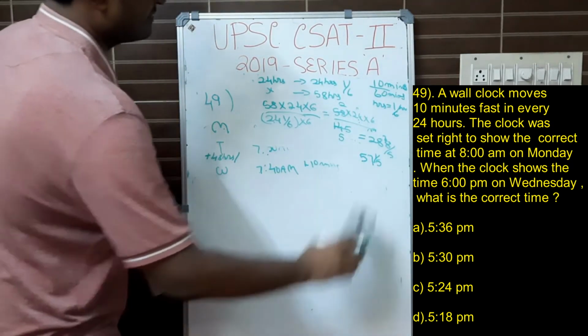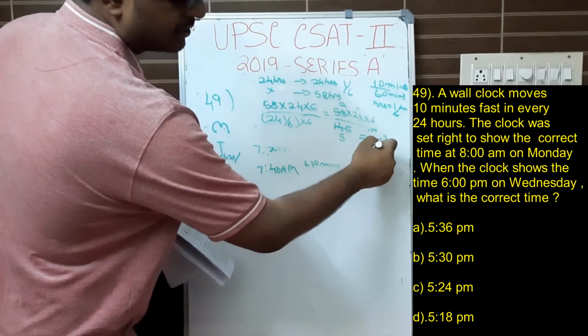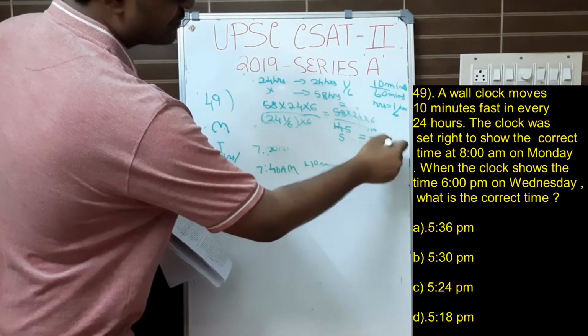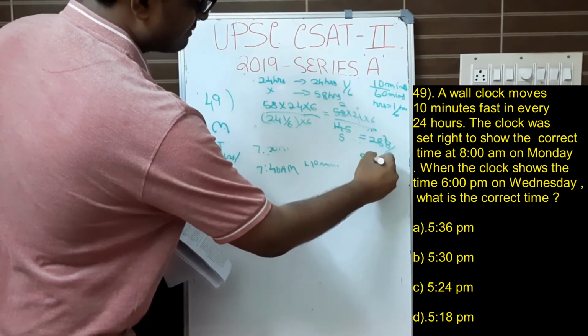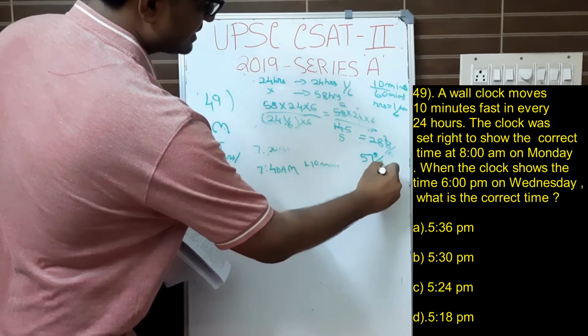Sorry, 573 by 5. 38 by 5, 35 is the quotient, 7 into 5 is 35, plus 3. So it will be 7 as the quotient, 3 as the remainder. So you will get something like 57 3 by 5.